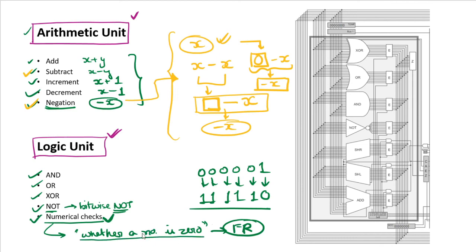If we check the value inside the accumulator, it will set something like the zero flag in the flag register. So I think we have covered all the operations here. There are many more operations actually. We can see shift left and shift right operations as well: XOR, or, and, not, shift right, shift left, add.